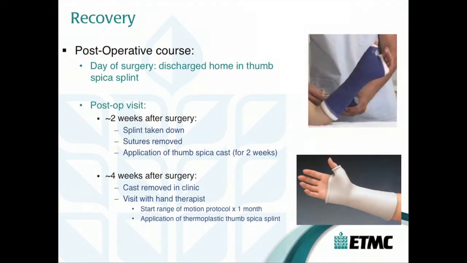Okay. And then come back to clinic about 2 weeks later. So about 4 weeks after the operation, the cast gets removed in clinic. And I actually like for my patient to see a hand therapist so that he or she can start working on a range of motion protocol. That will be ongoing for the next month. And also to receive a thermoplastic thumb spica splint, something that looks like that.